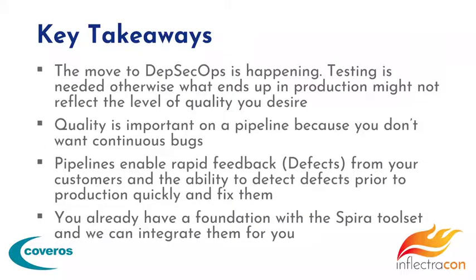We hope that after this session, you realize that the move to DevSecOps is happening. Testing is needed, otherwise what ends up in production might not reflect the level of quality you desire. Quality is important on a pipeline because you don't want continuous bugs. Pipelines enable rapid feedback from your customers and the ability to detect defects prior to production quickly and fix them. You already have a foundation with the Spira toolset, and we can integrate them into the pipeline for you.